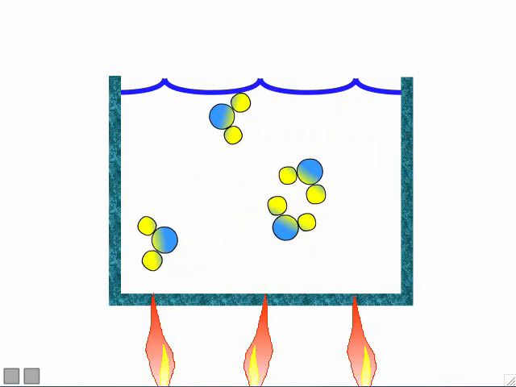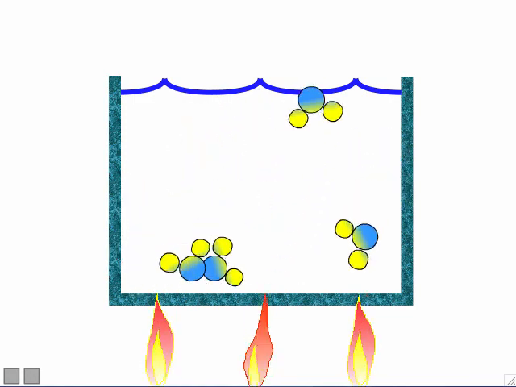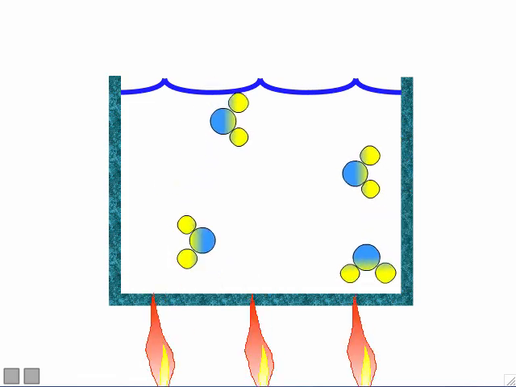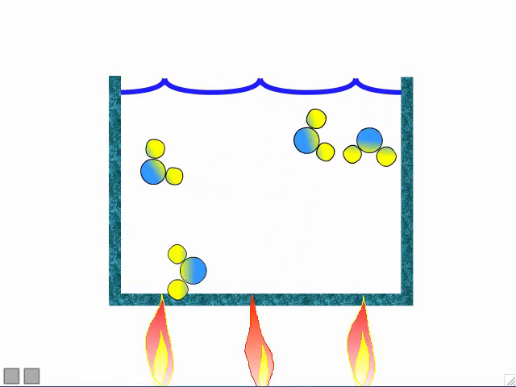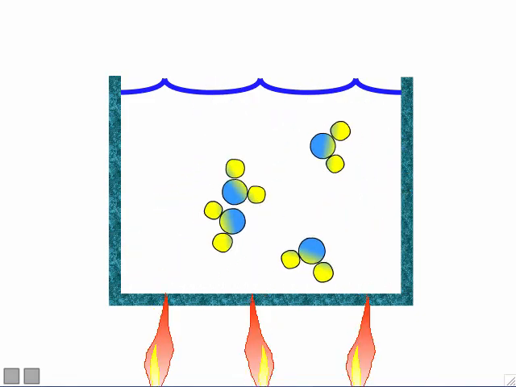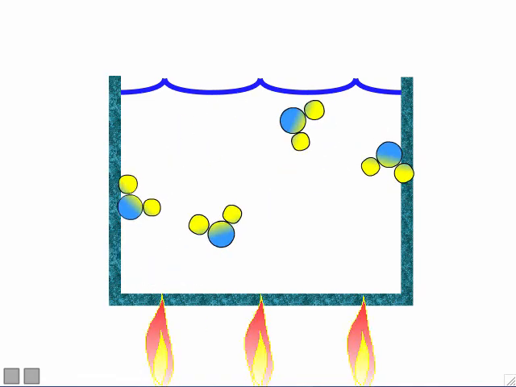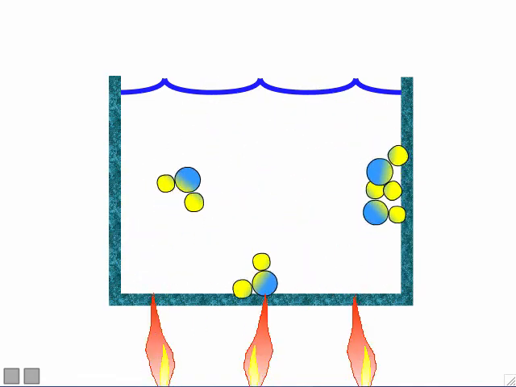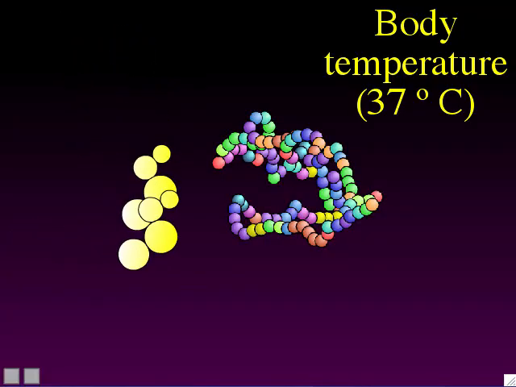Eventually, the speed of the water molecules gets so high that they're able to break through the surface of the water and go up into the air, and that's the steam that you see shooting out of the water when the water is boiling. Okay, so anyway, what you're seeing here applies not only to water molecules, but to all molecules. The higher the temperature, the faster the molecules move.